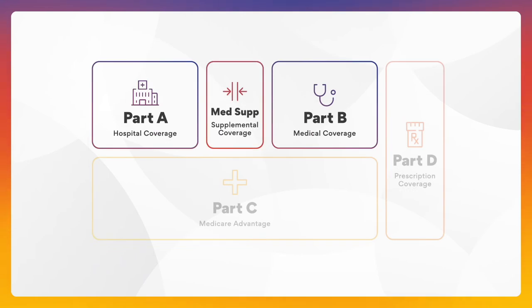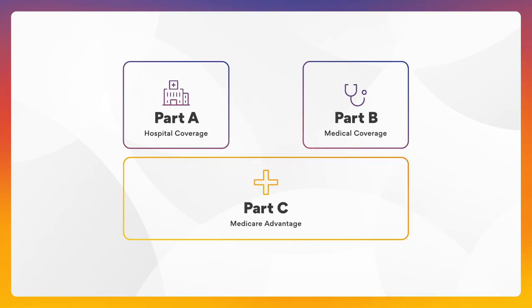Medicare supplemental coverage, commonly referred to as the MedSup, is optional coverage you can buy through private insurance companies. These plans cover some of the gaps in Parts A and B, including coinsurance, copays, and deductibles. Medicare Part D is also optional coverage you pay for yourself and focuses strictly on prescription medications. But neither the Medicare Supplement or Medicare Part D are the same as a Medicare Advantage plan.